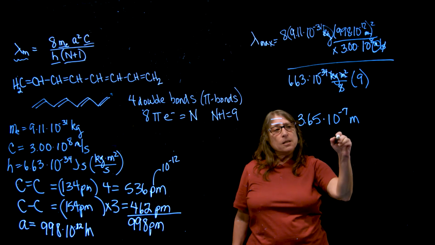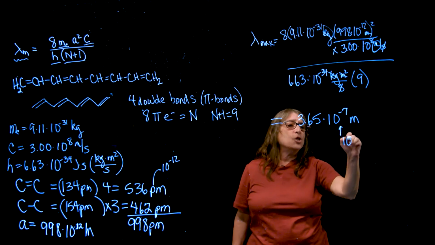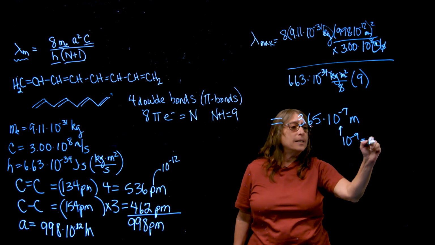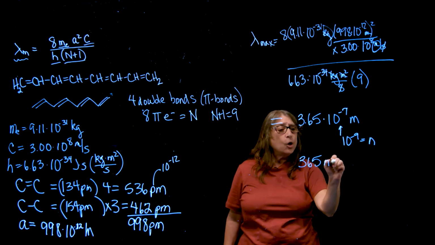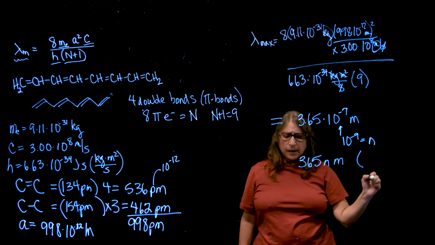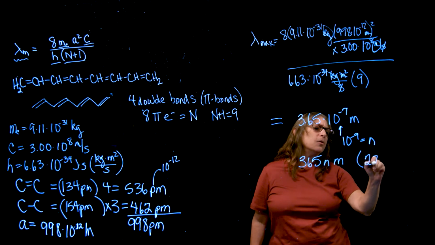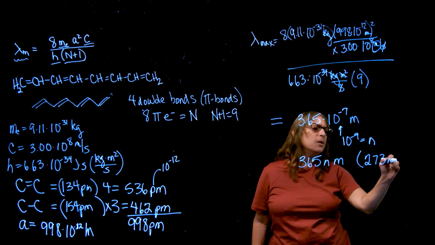I'm going to substitute in an abbreviation here. 10 to the minus 9 is nano. So I get 365 nanometers. And in reality, it's 273 nanometers.